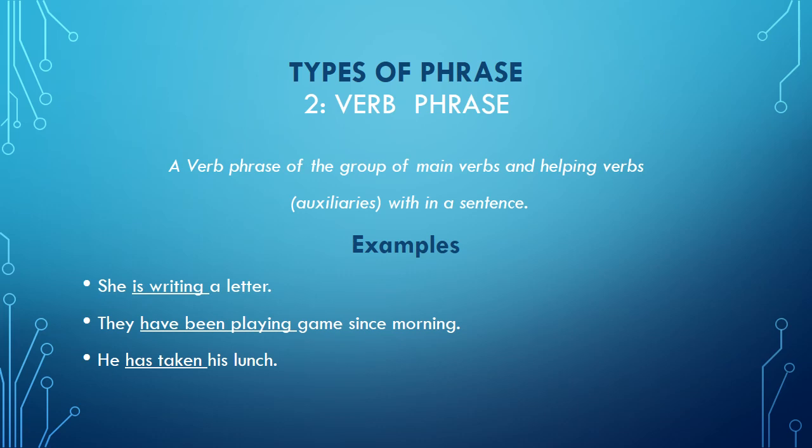So students, the second type of phrase is the verb phrase. As we know, every sentence contains a verb, but sometimes the action being described requires some sort of continuity of action. So a verb phrase is a group of main verbs and helping verbs. So the verb phrase can refer to the whole predicate of a sentence.